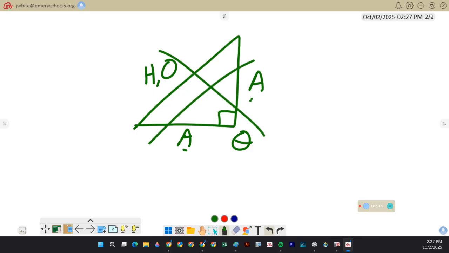Now, next year, there is a way to choose the right angle as theta, but you have to use formulas that we're not going to see this year.